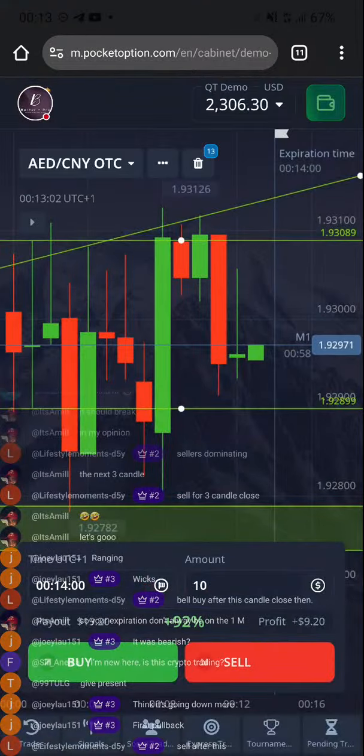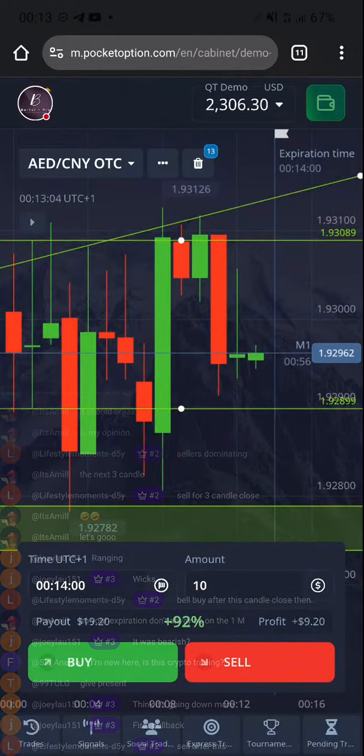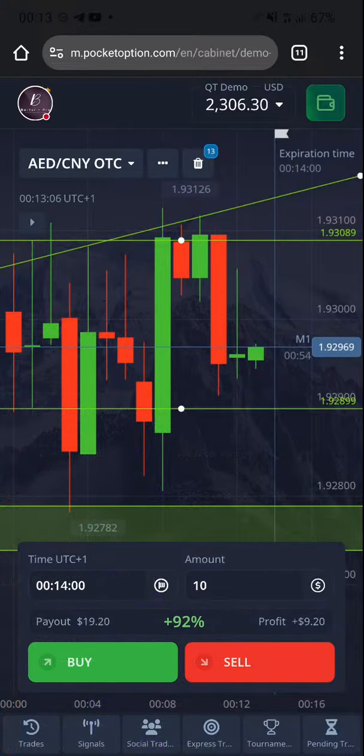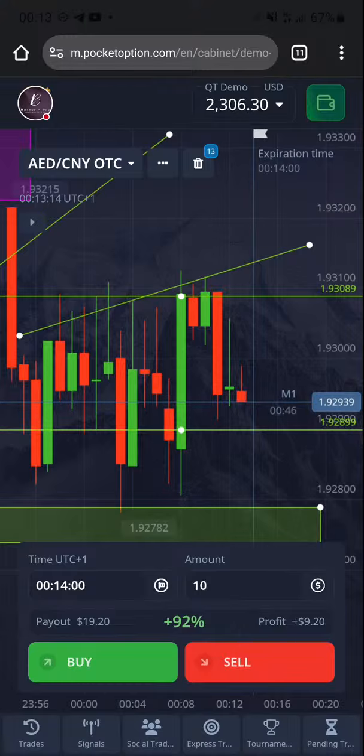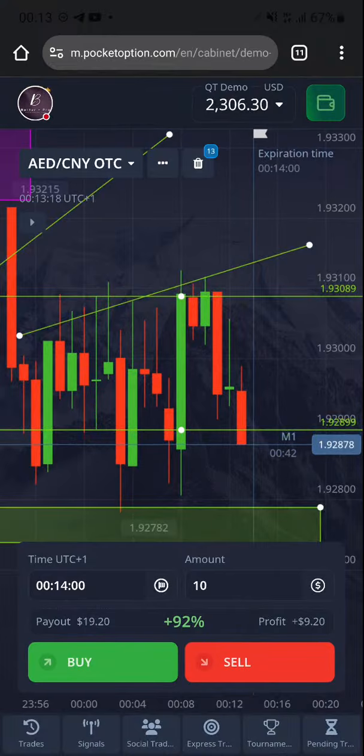You want us to sell? We have a gap down in favor of the buyers. Selling is going to be futile right now. But if we have a green candle, we can go with the sellers after this. Though the sellers can still come in, but selling when you have a gap down is not advisable.